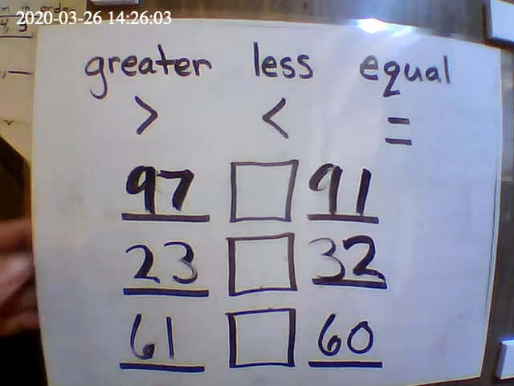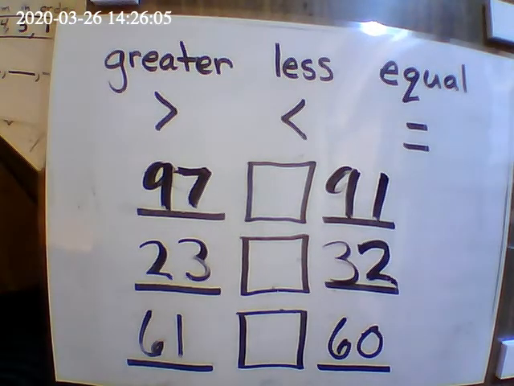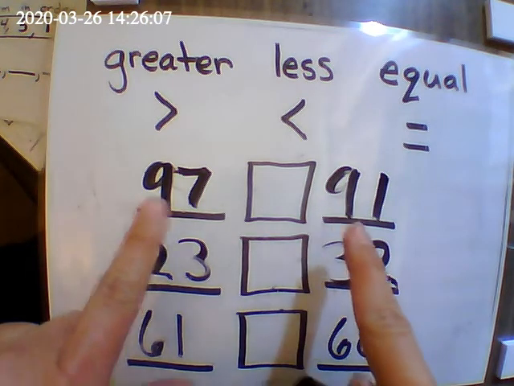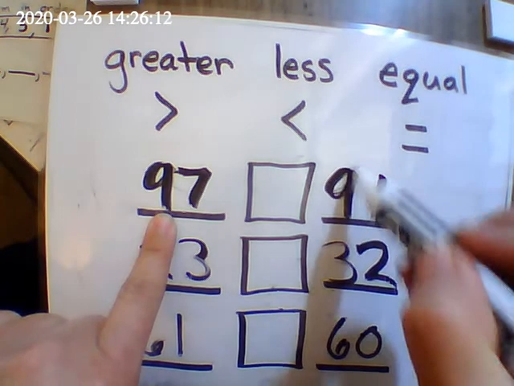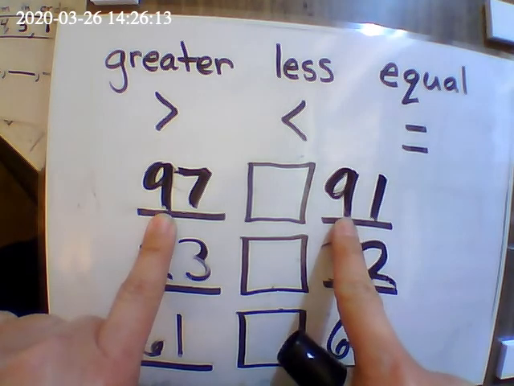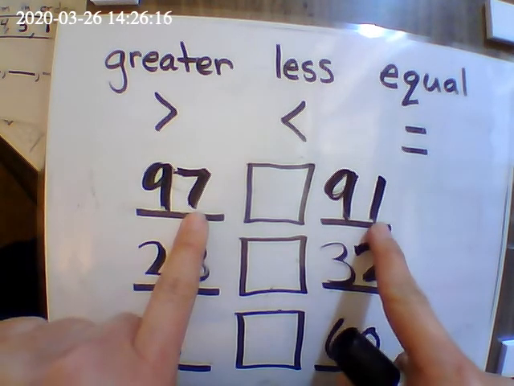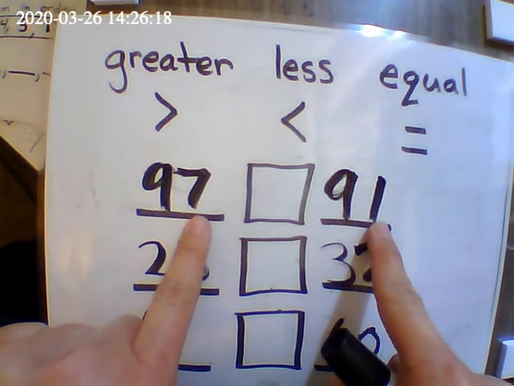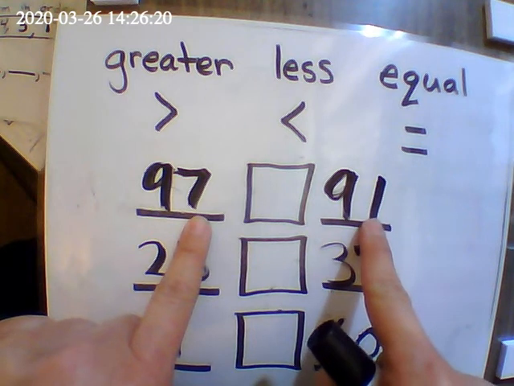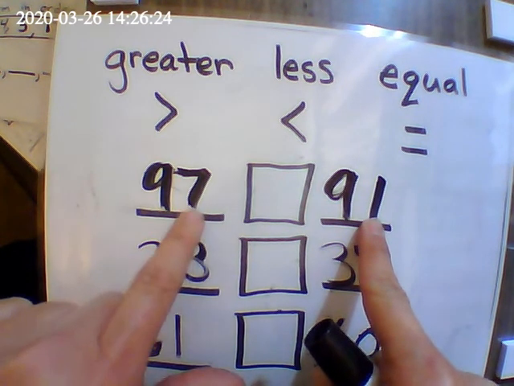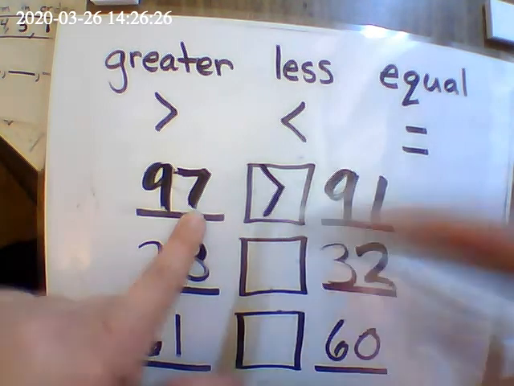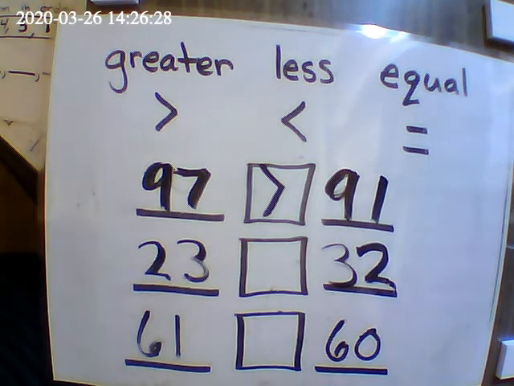Moving on to greater than, less than, and equal to. So let's touch the tens. We have 97 and 91. The tens are the same, so we jump to the ones. So we have 7 ones in 97 and 1 one in 91. Which one is greater? The 97. So the way we read this is 97 is greater than 91.